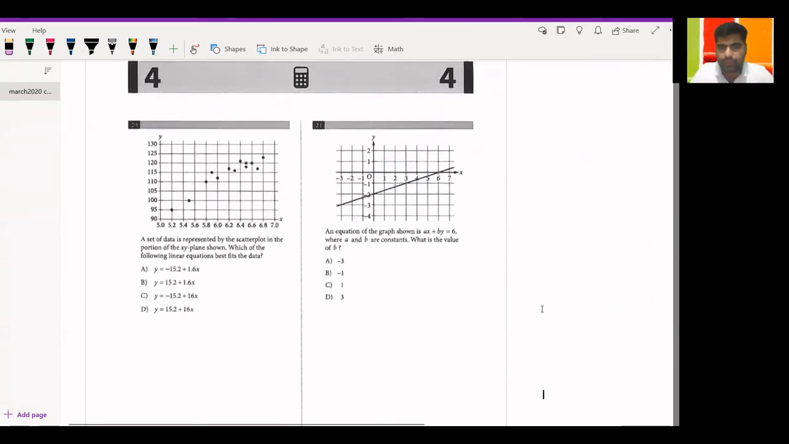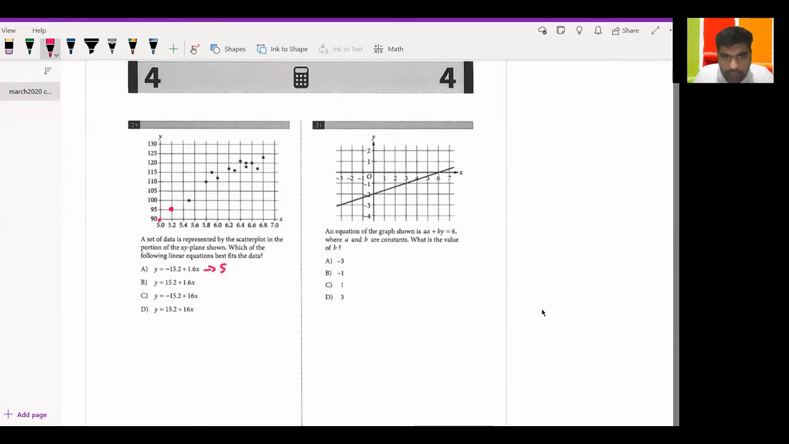A set of data is represented by the scatter plot in the portion. Which of the following linear equations best fits the data? So a linear equation with a y-intercept of positive 90 doesn't work. Maybe I have to go back a little bit. Oh yeah, I have to, because this is not 0, this is 0.5, or this is 5.0. So I have to again plug these things in. Which equation gives me, if I plug in 5.2, a value of 90? Okay, let's check that.